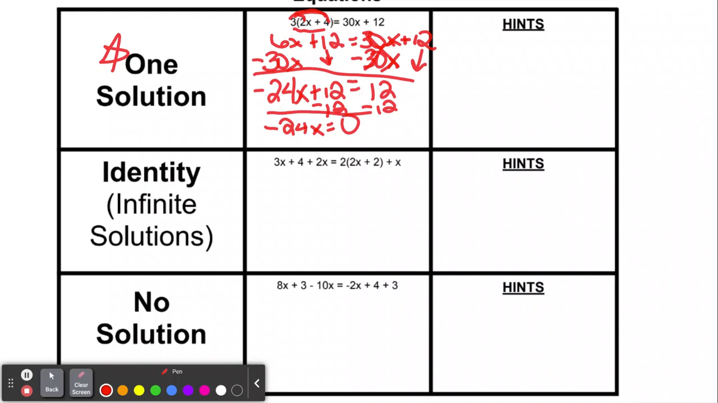When I solve that, last step would be to divide by the negative 24. When I divide by the negative 24, I get x equals 0. Now, what this means is the solution is 0.